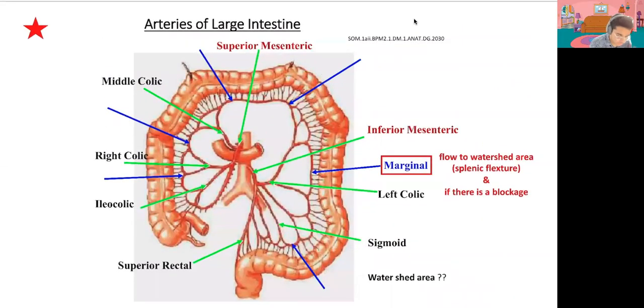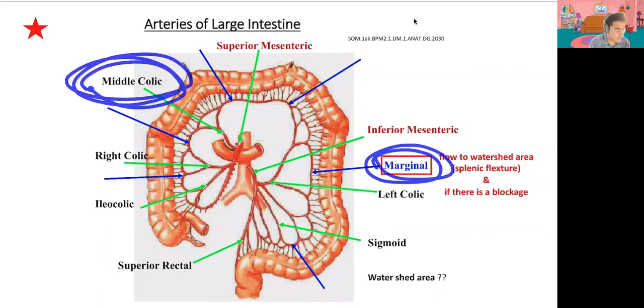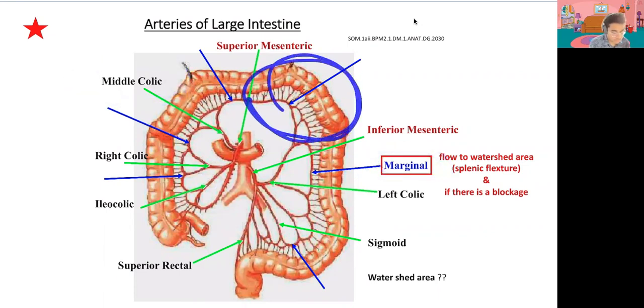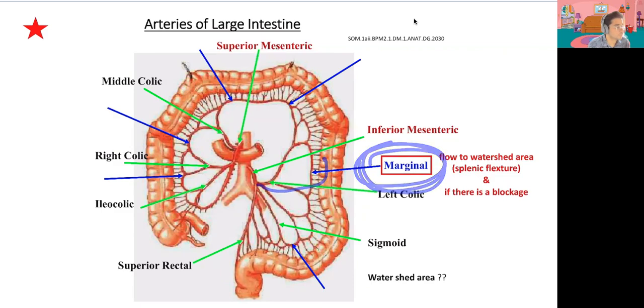Okay, so this is the watershed area right here. Remember, the question they likely ask you is middle colic versus marginal, right? All you need to remember: if marginal isn't there, middle colic is your next best answer. That's going to give blood supply to the watershed area. So splenic flexure, okay, if there's a blockage, right? If let's say the SMA is occluded, what's going to likely give blood supply? Marginal.